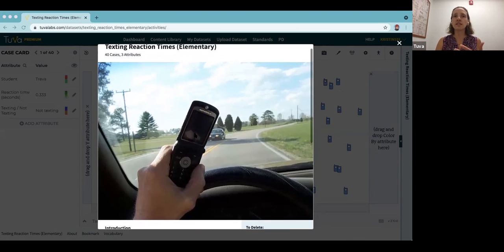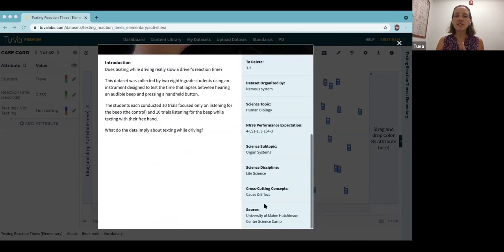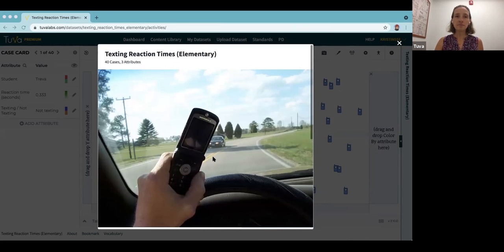And let's orient a little bit to the data. What do we have? Well, these data were produced by the University of Maine Hutchinson Center Summer Science Camp. And within it, we have 40 cases, so 40 times that the students were collecting information within this experiment. And then we recorded 3 attributes of information as they were going through the study.